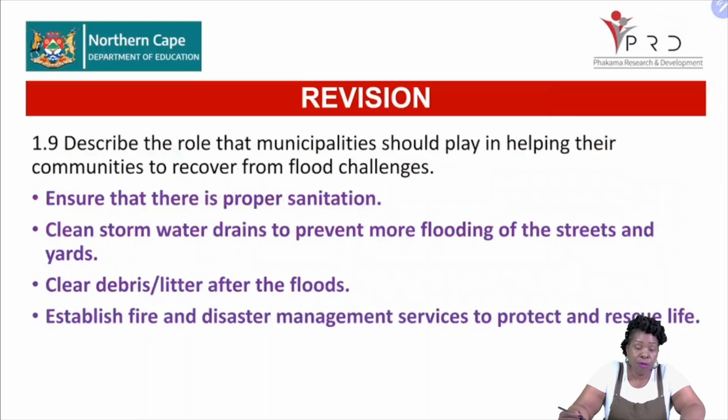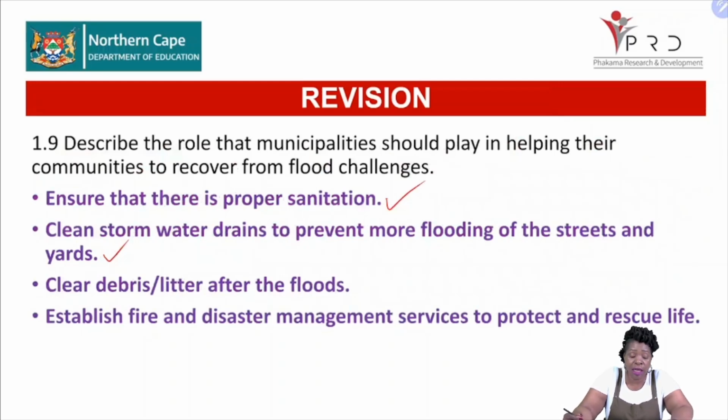Let's move on again, still on 1.9. Also, the municipalities should ensure that there is proper sanitation for their communities. Right? They should also clean stormwater drains to prevent more flooding in the streets and the yards. Right? Our drains are blocked because we do not dispose of our waste properly.